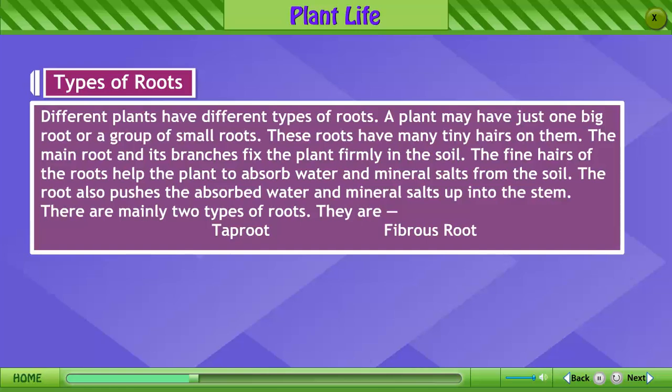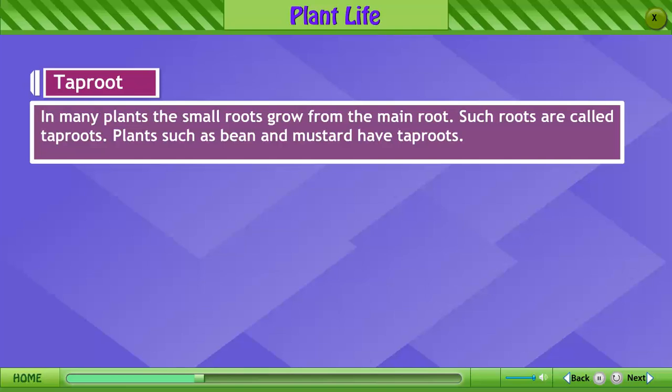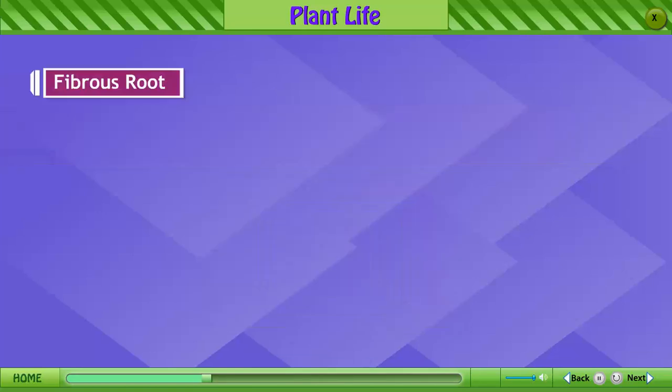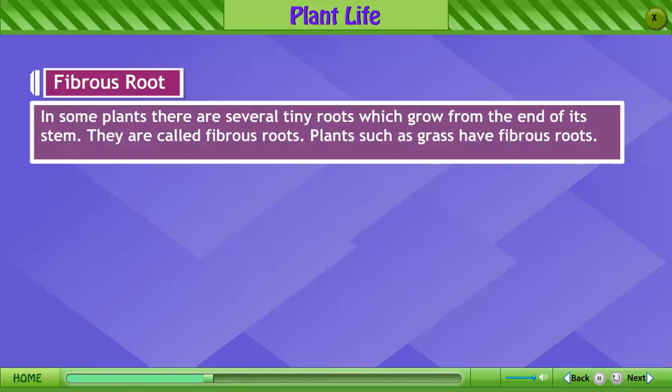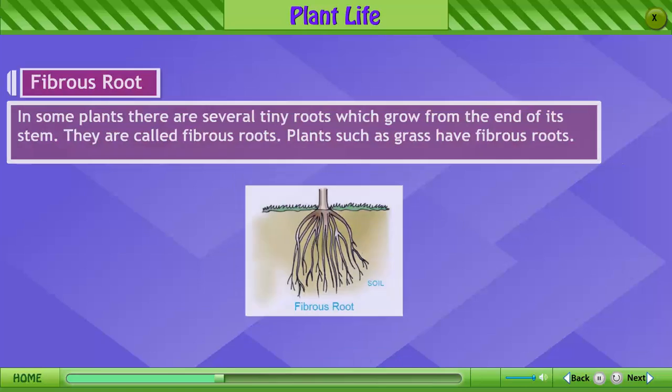There are mainly two types of root. They are taproot and fibrous root. Taproot. In many plants, the small roots grow from the main root. Such roots are called taproots. Plants such as beans and mustards have taproots. Fibrous roots. In some plants, there are several teeny roots which grow from the end of stems. They are called fibrous roots. Plants such as grass have fibrous roots.